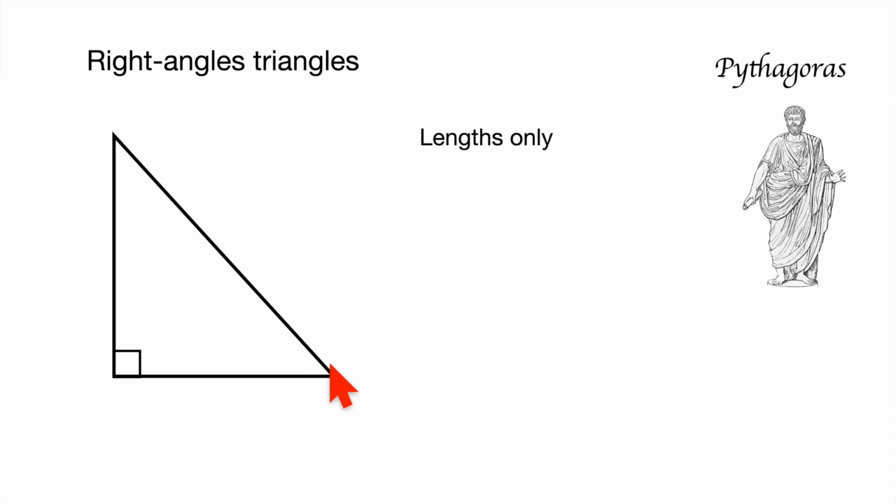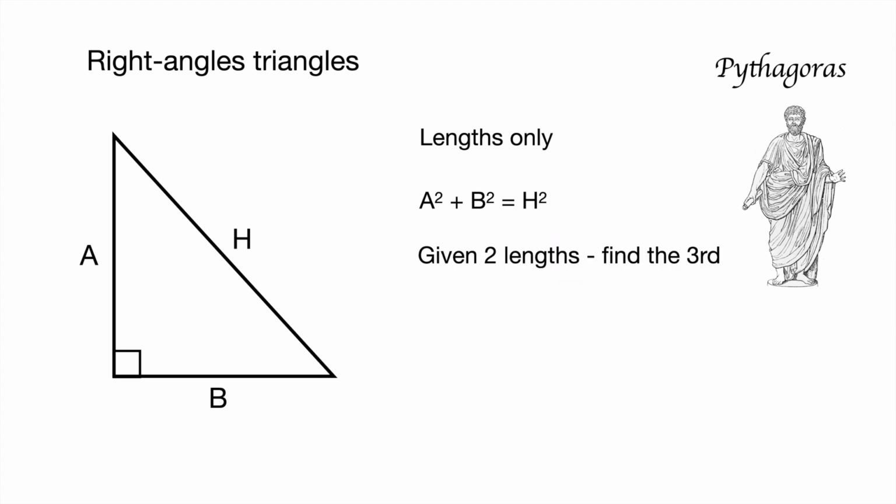This side, the long side, is the hypotenuse. We're going to call it H. This is A over here, and this is B down here. And the Pythagoras theorem is A squared plus B squared equals H squared. Or, in question terms, given two lengths, find the third length.